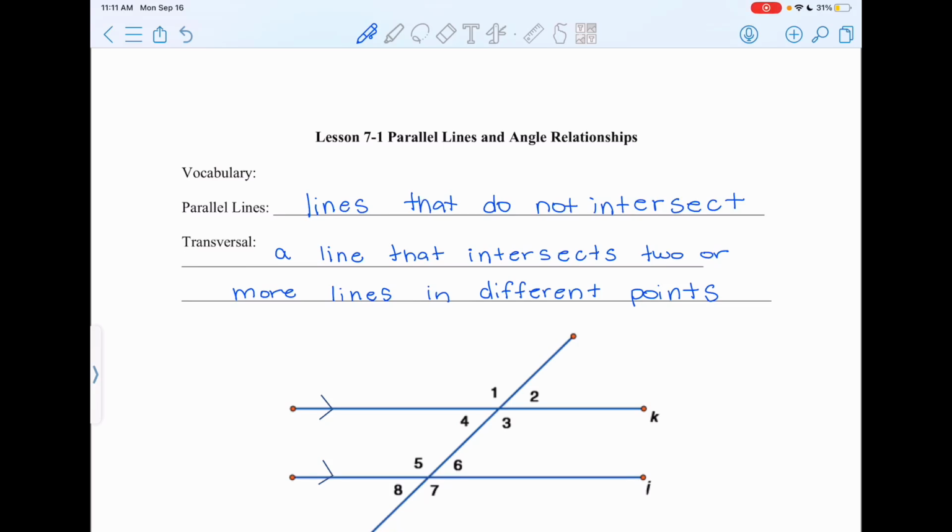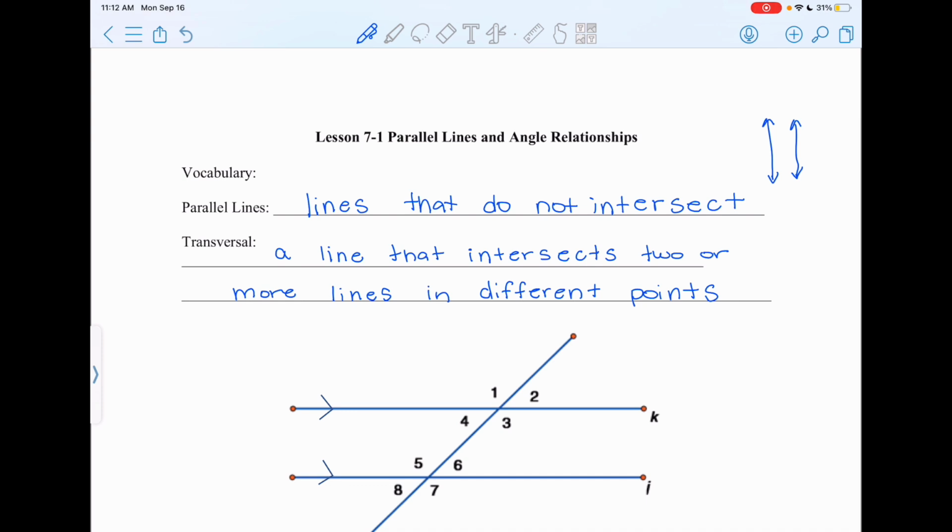Hi everyone, and welcome to this video going over lesson 7.1, parallel lines and angle relationships. Parallel lines are lines that never intersect. They go on forever and ever and ever just next to each other, but never cross one another. So that is what it means for lines to be parallel.